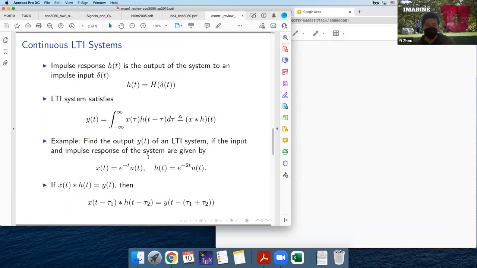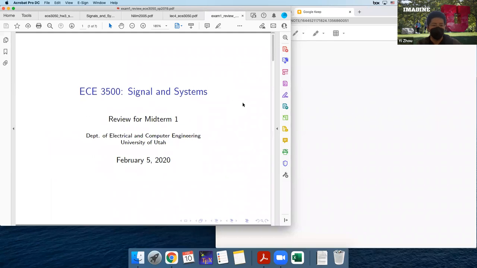Okay, so today we are going to review lecture one and lecture four. It's a very short and brief review, but includes all the important concepts that we need for midterm one. Just a reminder that midterm one will be on next Tuesday. Make sure you arrive on time.